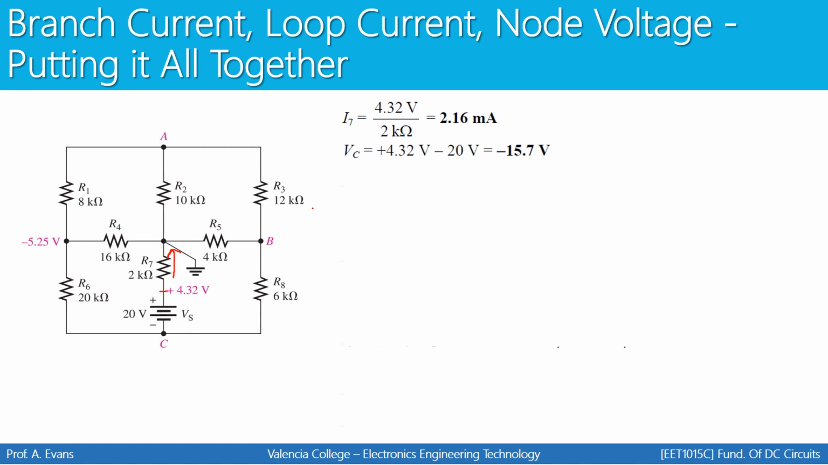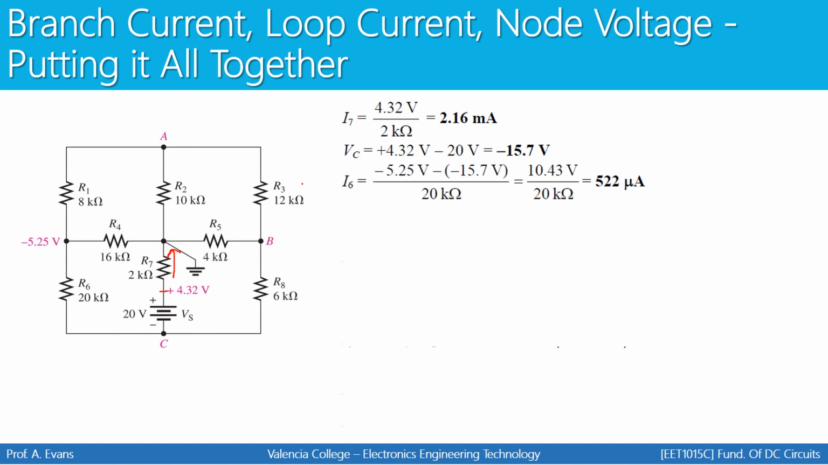Next, we can find the voltage at node C. The voltage at node C basically means find the voltage from this point to ground. We know that from this point to ground, there is a negative 20 volts along this path and a positive 4.32 volts along the same path. So if we combine those, keeping in mind that the 20 volts is negative, we can see that the voltage from point C to ground is negative 15.7 volts.